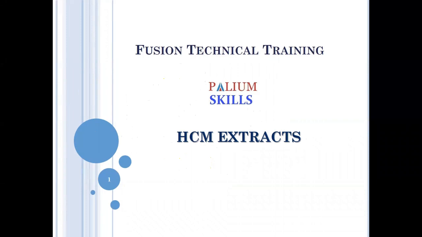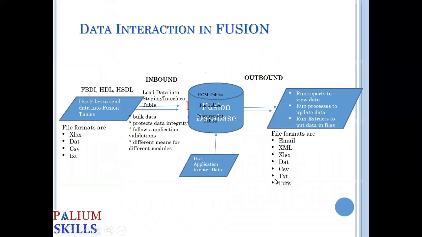Today we'll be talking about what HCM Extracts is, which comes with the Fusion application, and all things related to it. Now before we go into Extracts, let's take a look at the data interaction that happens in Fusion. Remember, the Fusion database is a black box, literally, where you don't have direct access to the tables. You can only use means provided by Oracle to insert data into the database tables, and also to take data out of the system, you need the tools that are provided by Oracle.